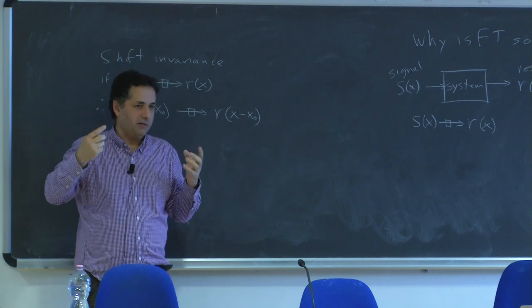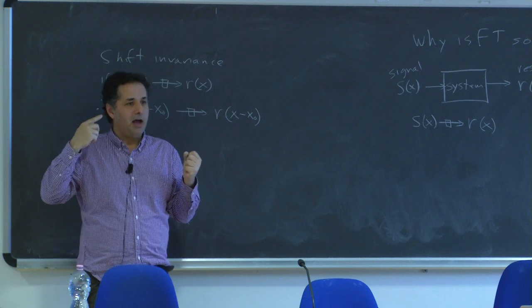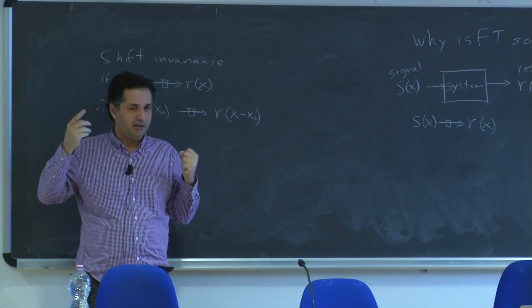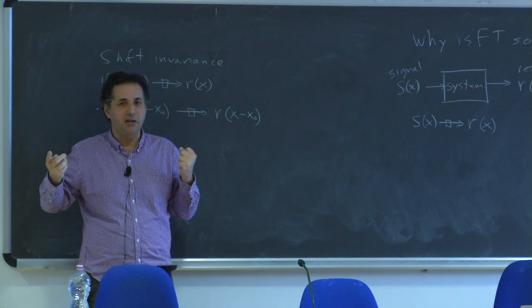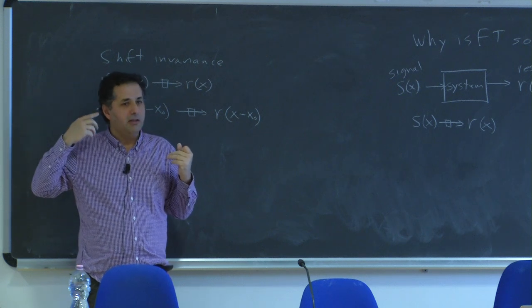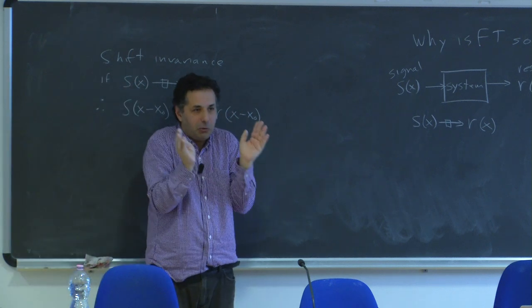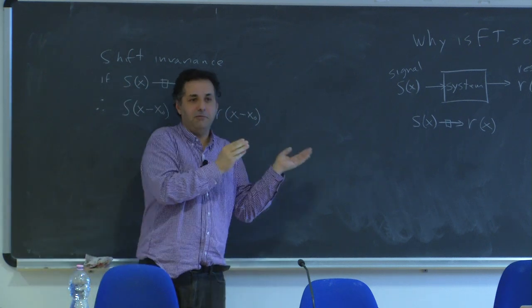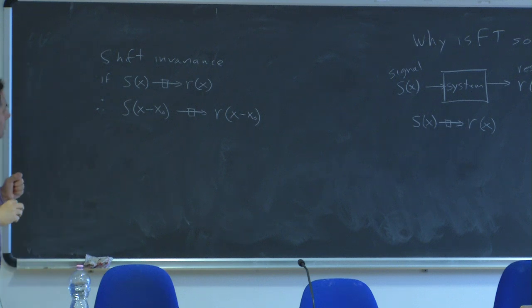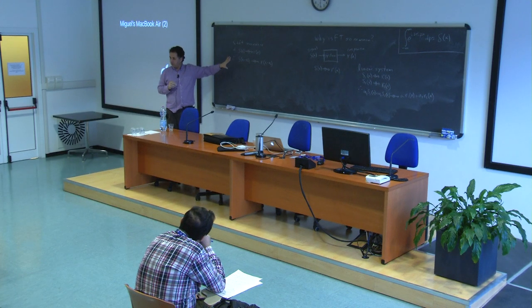Or in my ear, if you tell me something now, I hear something. If you tell me the same thing 5 minutes later, I hear the same thing. If you tell me the same thing in 30 years, I might not hear it the same. So it's an approximation. Within some window, it is shift invariant. It turns out that these two properties combined are what make Fourier transforms important.